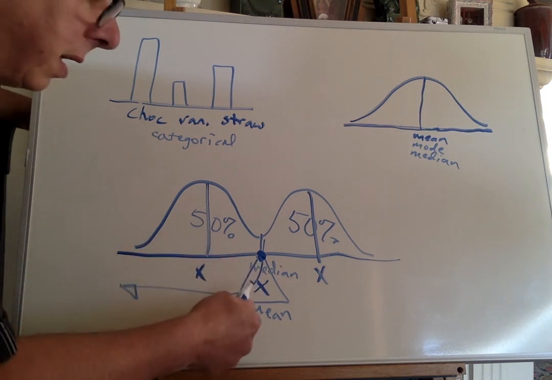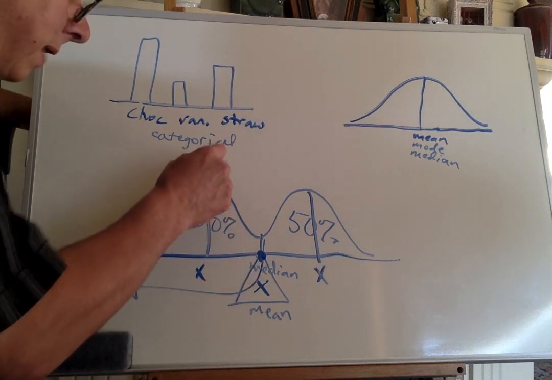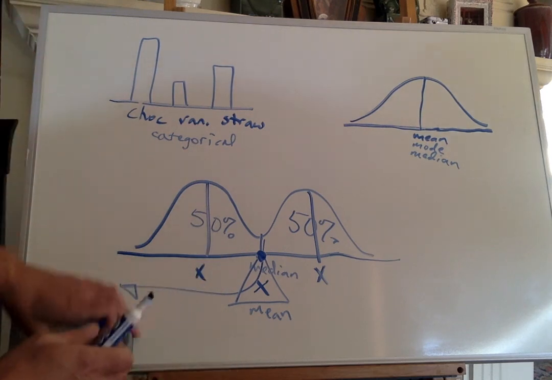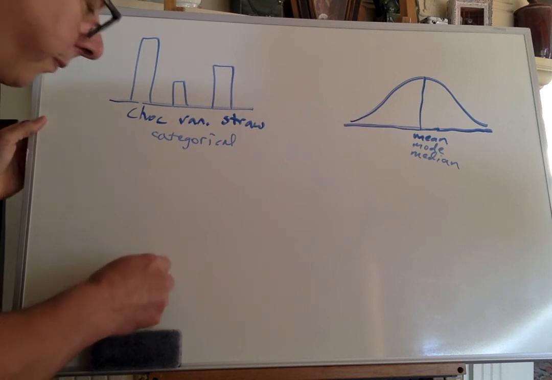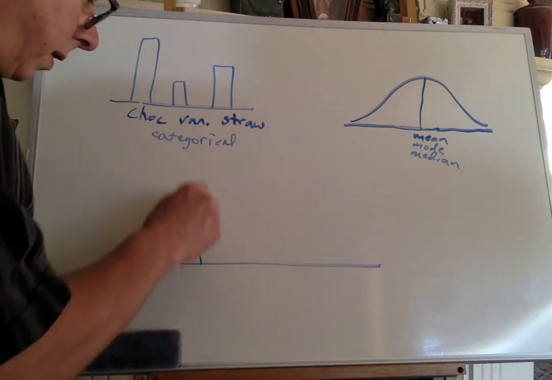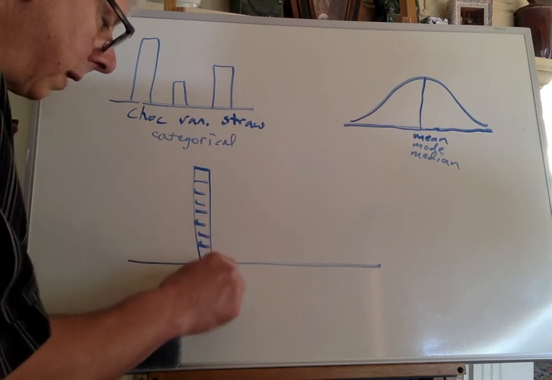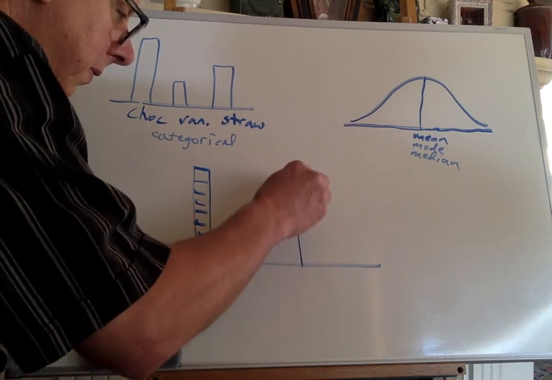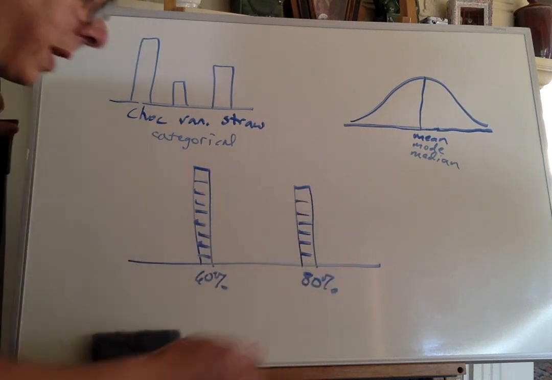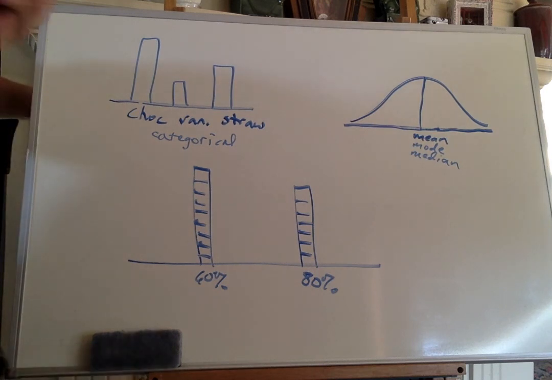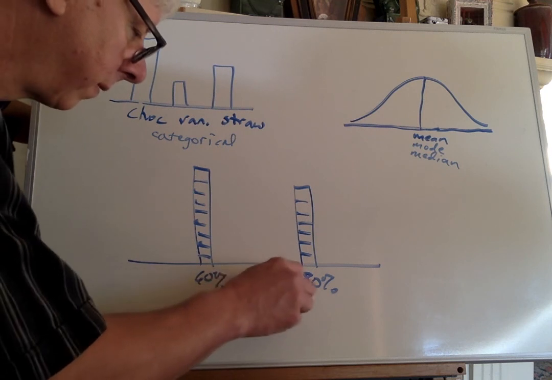I could make an exaggerated example. Let's say half the students in the class got 60% on the exam, and half the students in the class got 80% on the exam. If I were to calculate the mean for this distribution, the mean would be 70.